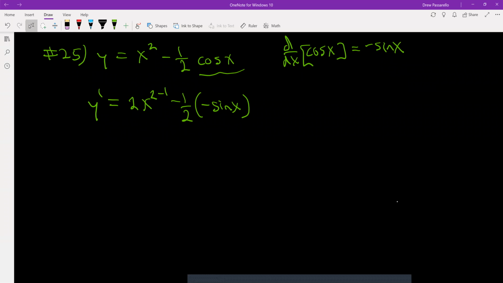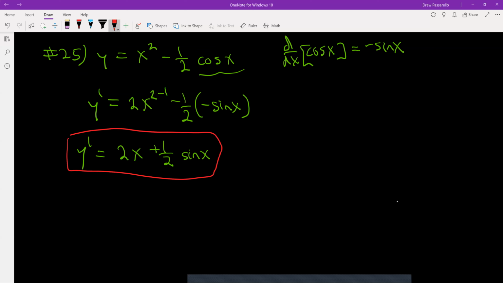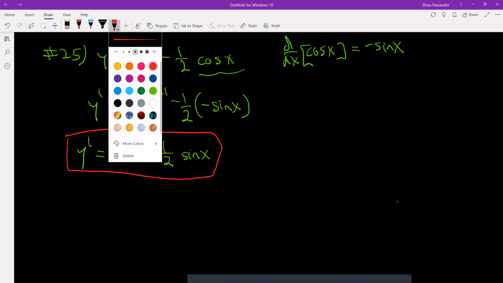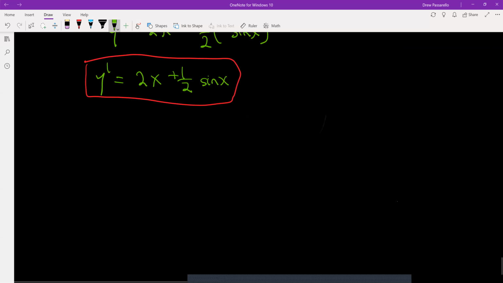All right, so y prime, that'll be 2x. Because of a negative times negative, that's going to be plus 1/2 sine x. And that's going to be my answer. All right, the next one is number 41.